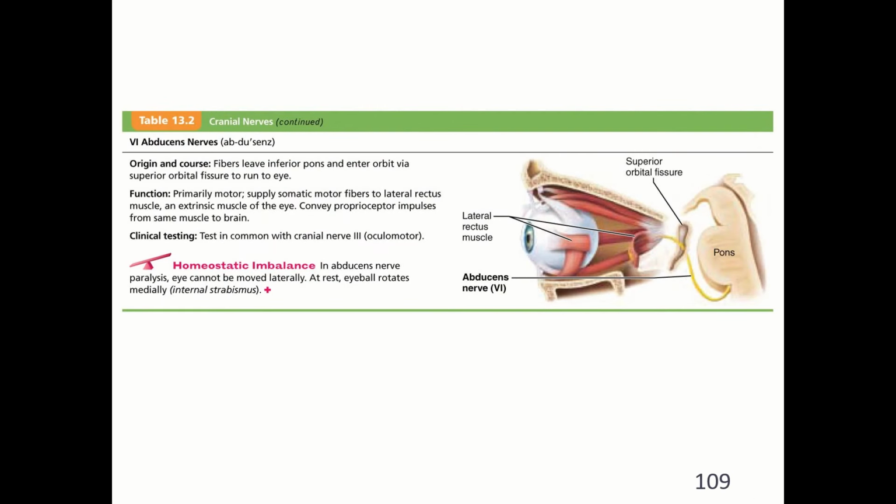Cranial nerve 6 is the abducens nerve. This is a motor nerve that supplies the motor fibers to the lateral rectus muscle that moves the eye laterally to look to the side. And so the homeostatic imbalance is in abducens nerve paralysis, the eye cannot be moved laterally. At rest, the eyeball will rotate medially, called internal strabismus.